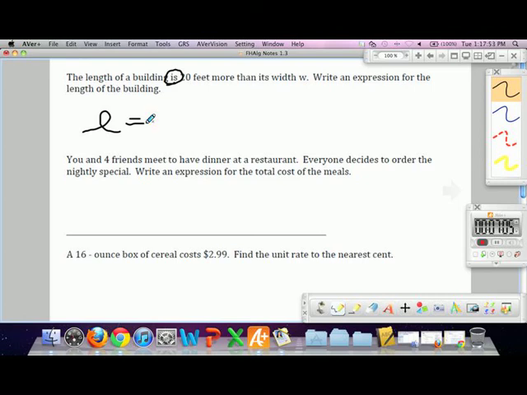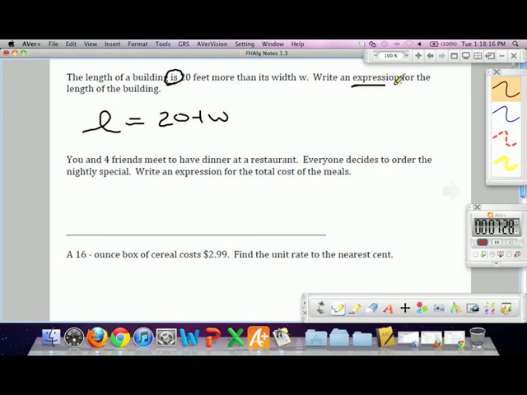23 more than the width. So how do we write that in symbols? 20 feet more than the width? More than was an addition sign. So we'll take the width and add 20 to it, and we'd have an expression.